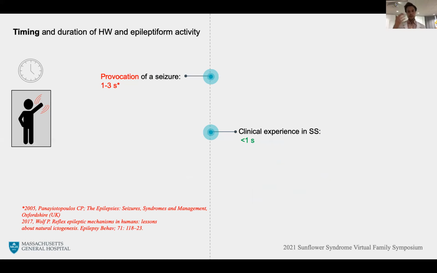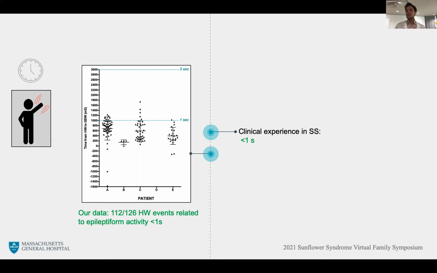So meaning that this hand waving should last at least 1 till 3 seconds before you see anything abnormal on the EEG. But if we look at our clinical experience in sunflower syndrome, we already see that this abnormal activity is happening before this hand waving. Sorry, I misspoke. I mean that it's not within this 1 to 3 seconds, but it's before 1 second, then you immediately see this abnormal activity. So if we now put this in a graph, this may be more clear.